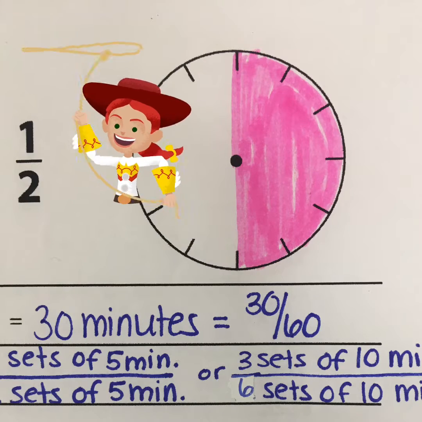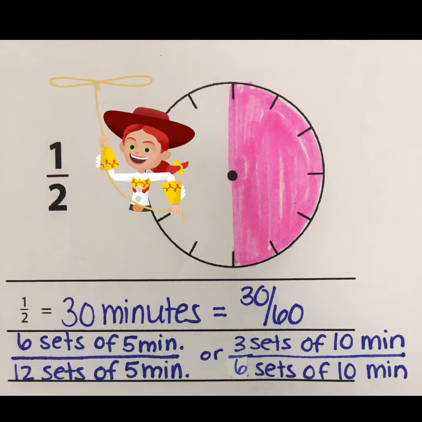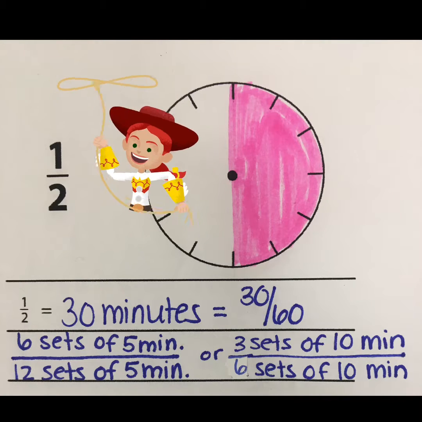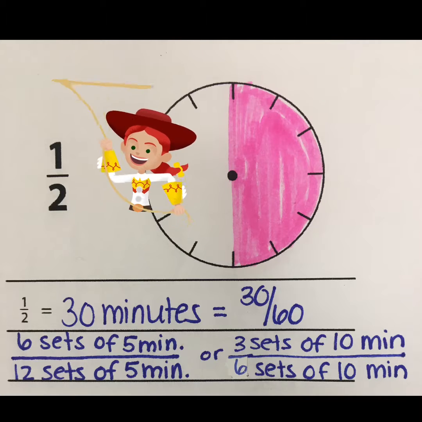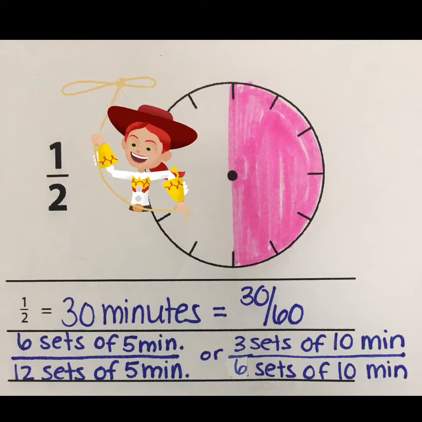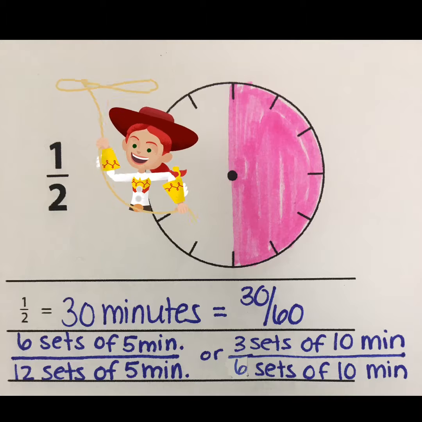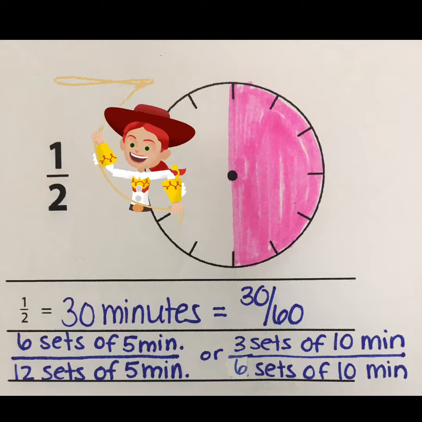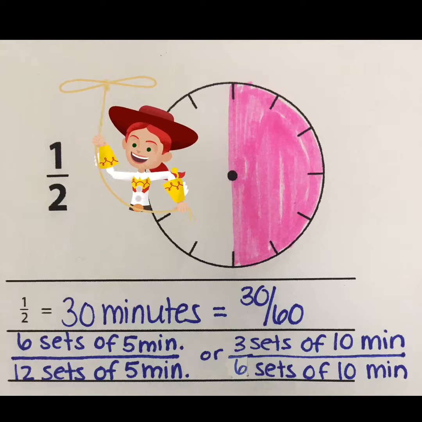Did you round up these ideas? 6 sets of 5 minutes over 12 sets of 5 minutes, because 6 sets of 5 are shaded out of 12 total sets of 5. Or 3 sets of 10 minutes over 6 sets of 10 minutes if you broke these up into sets of 10 minutes. These are all equivalent fractions. The only reason I'm showing you out of how many minutes is because that's what we're relating it to, time.